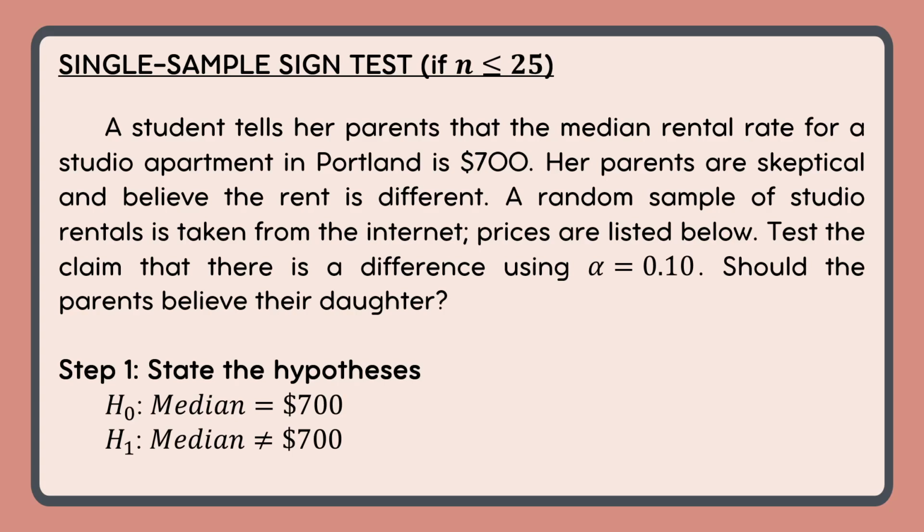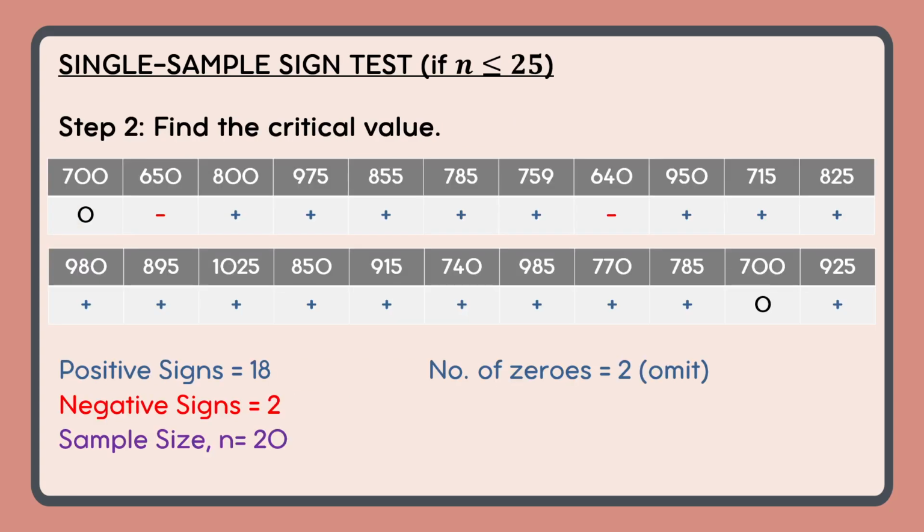So the first step is we have to identify the hypotheses, the null hypothesis and the alternative hypothesis. For the alternative hypothesis, the median studio apartment rate in Portland is not equal to $700. The null hypothesis states that the median studio apartment rental in Portland is $700.